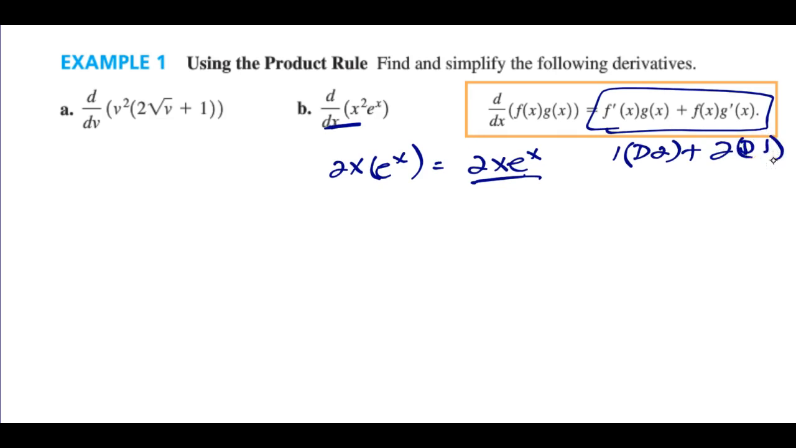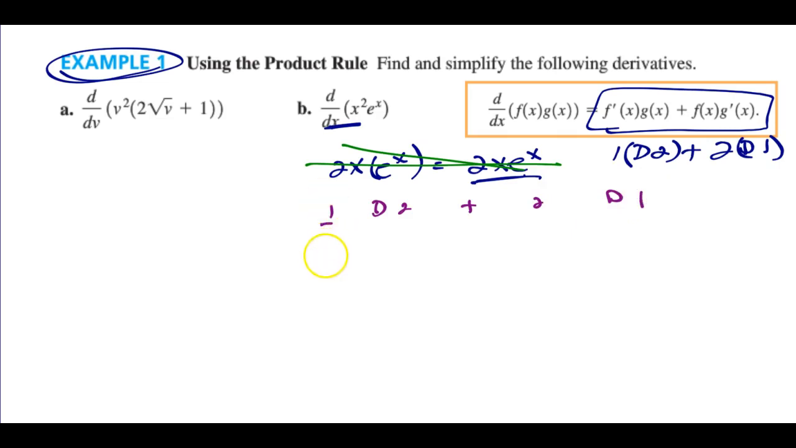If you haven't watched part 1 of this video, go back and watch from the beginning. I haven't gotten very far because I'm still in example 1, but here's part B. So this is not how you do the problem. Instead, let's do the rule. And the rule says 1d2 plus 2d1.